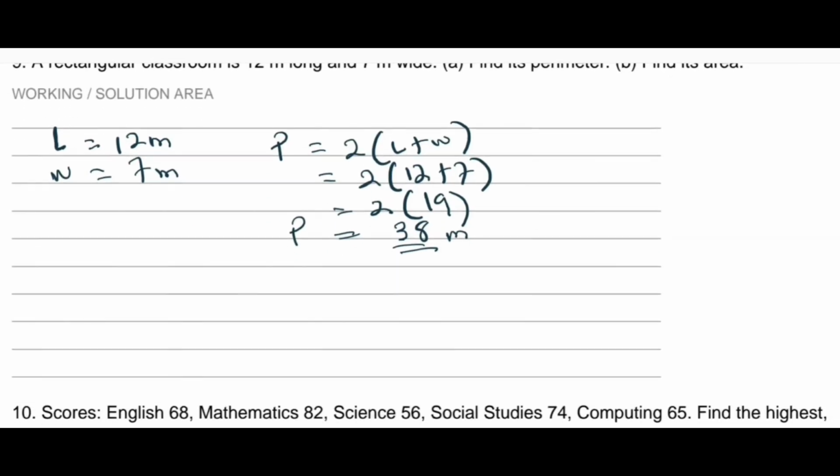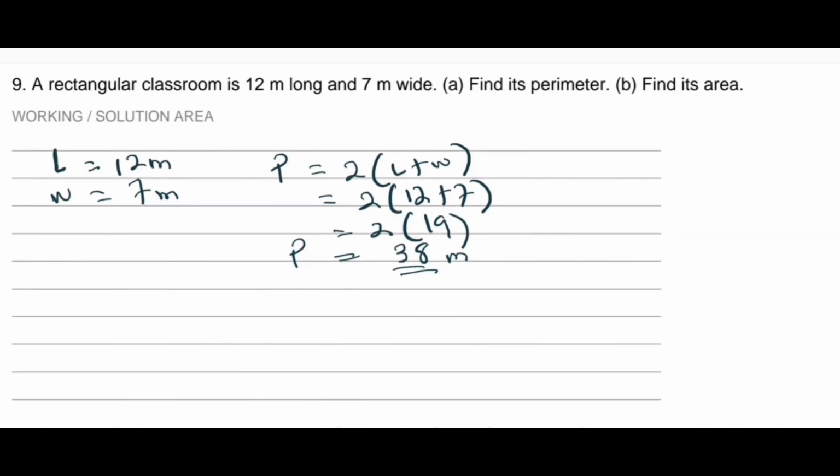Now the area of the rectangle, the formula for area is length times width. So length is 12 times width 7. So the area is 12 times 7. What is 12 times 7? So 12 times 7 is 84 meters squared. That is the area. Do you understand?